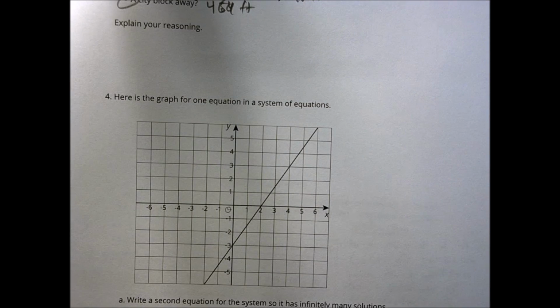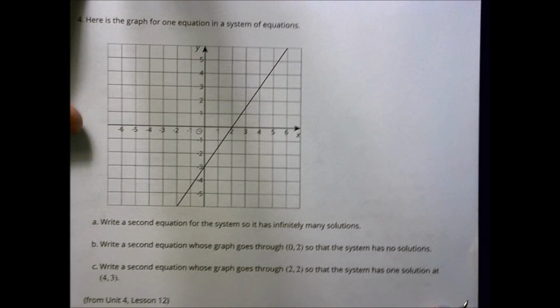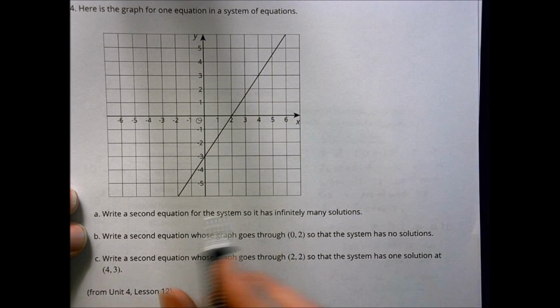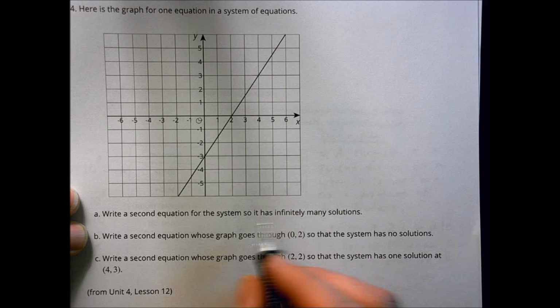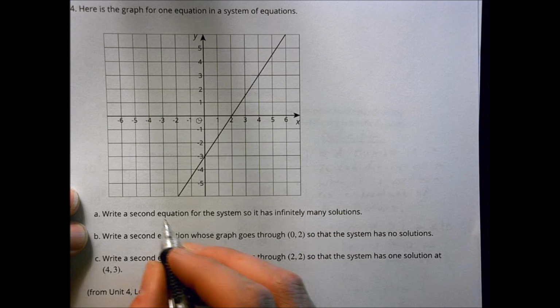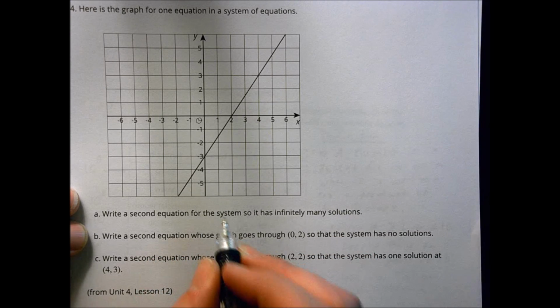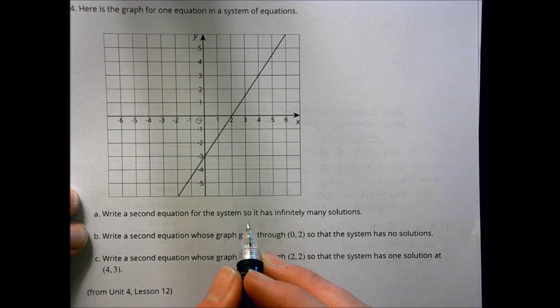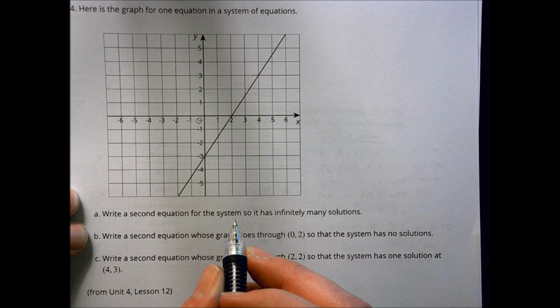Alright, and let's look at this one here. It says here's a graph for one equation in a system of inequalities. Write a second equation for the system so that it has infinitely many solutions. Okay, so write a second equation for the system so that it has infinitely many solutions. Alright, so that's the graph.